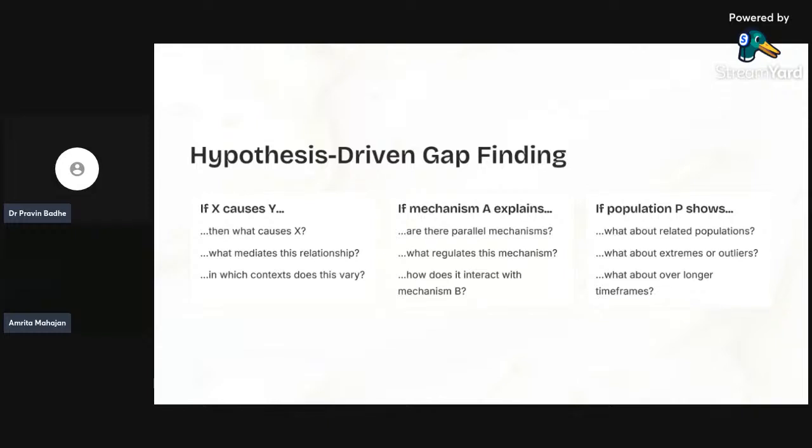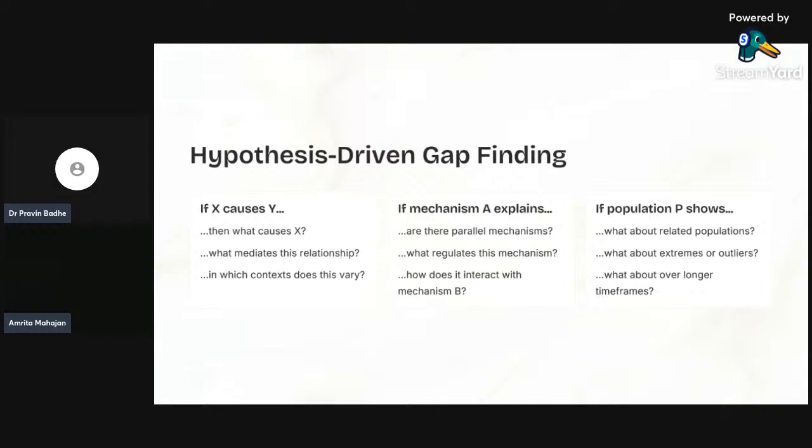The last is, if population P shows this, what about related populations? If a finding is true for one group, is it also true for a similar one? You have to find that out. And then, what about extremes or outliers? These questions push you to examine the boundaries set up in a finding. Does this relationship hold for those who are very different from the average? That might also be a questionable thing.